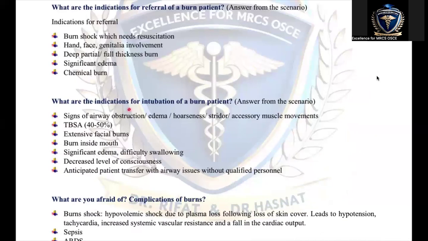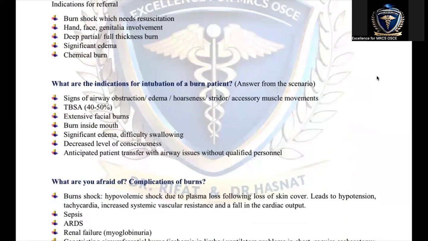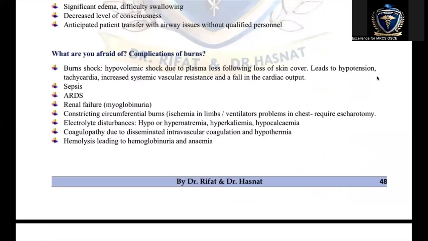What are the indications for intubation of the burn patient? You just have to remember those things. Just have a look; these things are from the scenario. What are the things you have to consider for intubation of the patient?